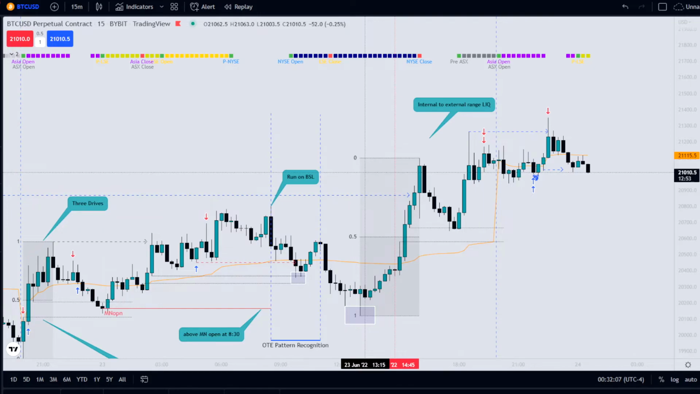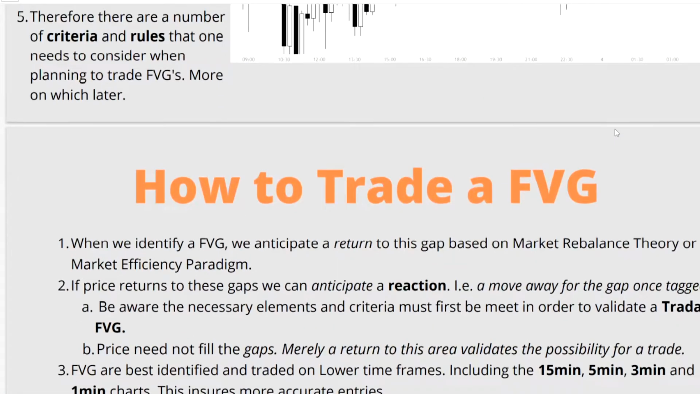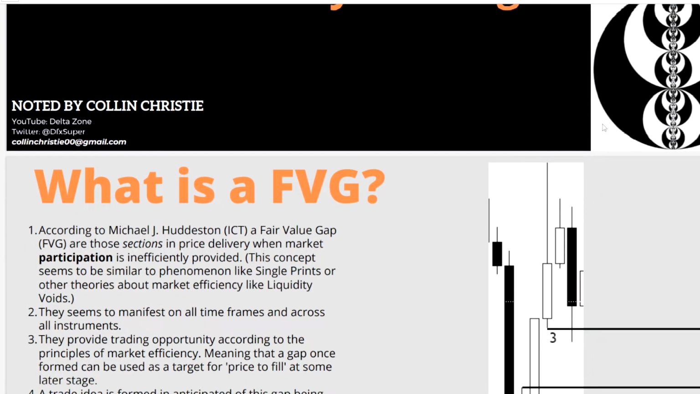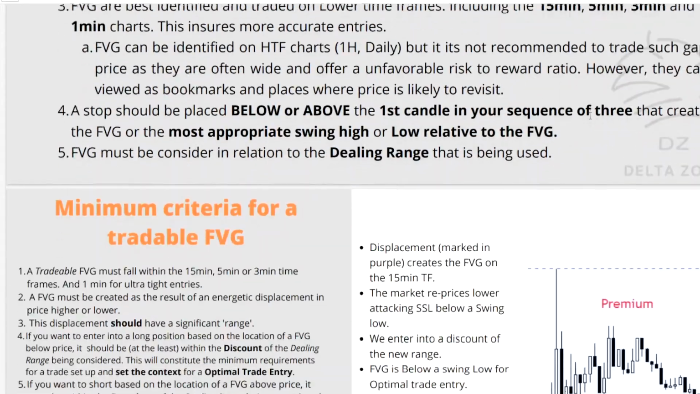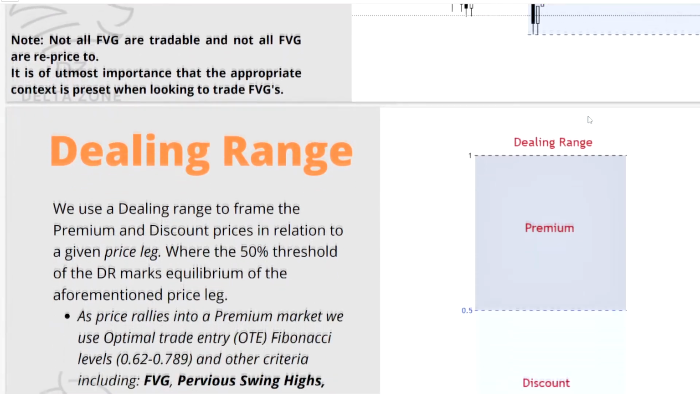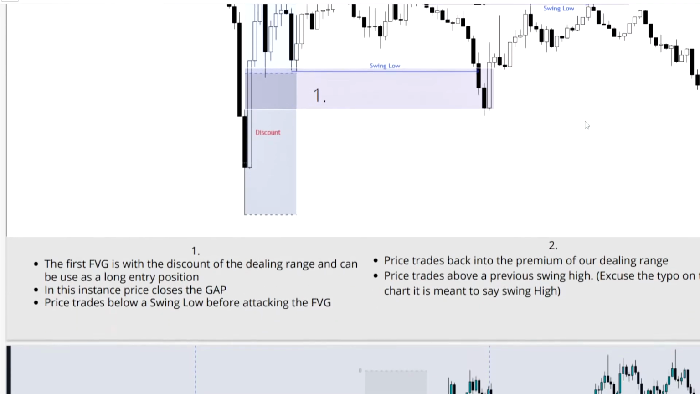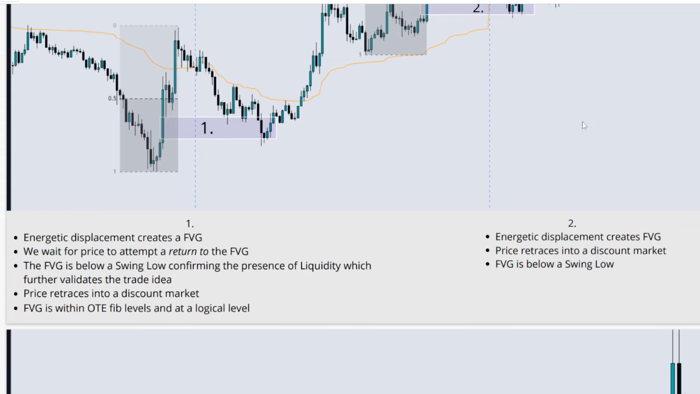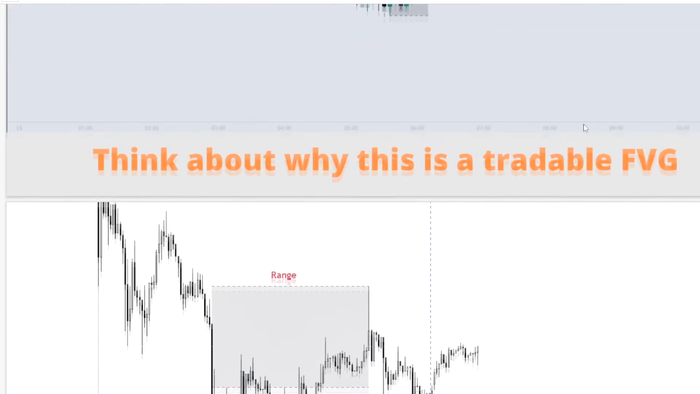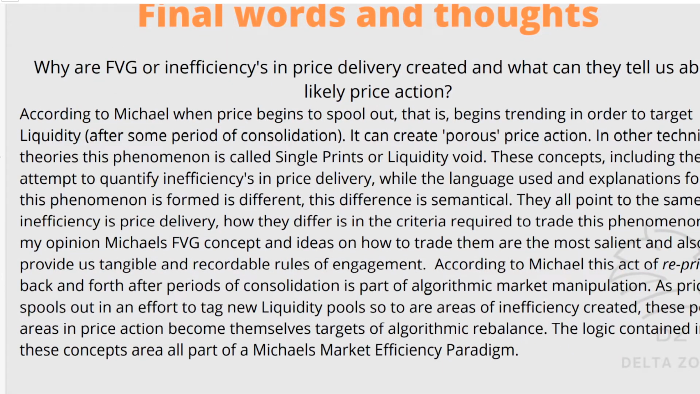Right, now if anyone is interested, I did create a PDF document that teaches you how to identify a fair value gap, how to trade it, and what the minimum criteria are. I explain the dealing range, give examples on how to use it, and which time frames are best to identify it, and I give you my overall thoughts, basically my final words about fair value gaps, which are essentially like single prints, or some people teach them as liquidity voids.